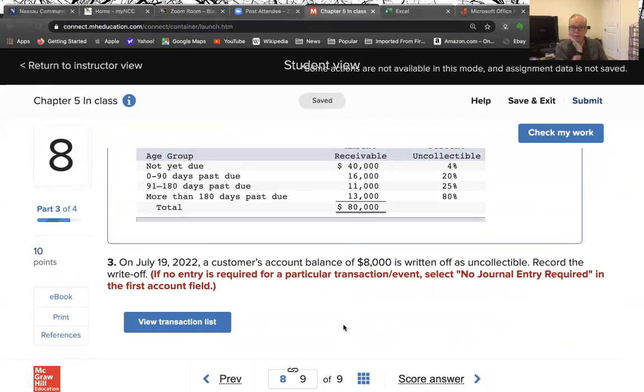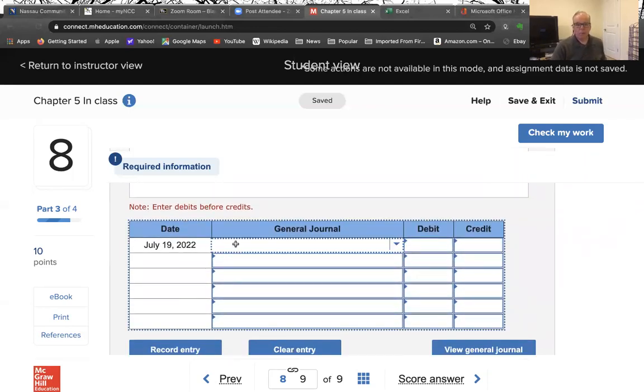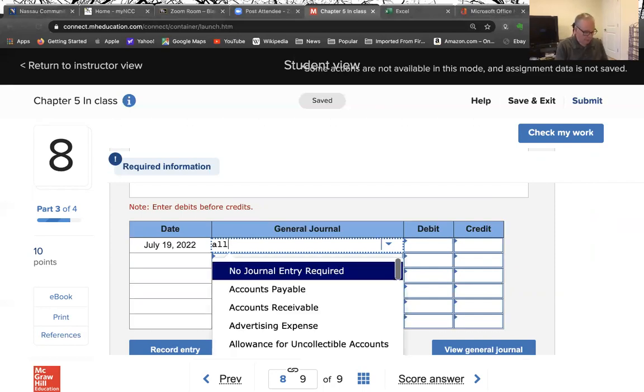On July 19th, 2022, a customer's account balance of $8,000 is written off as uncollectible. Record the write-off. Now remember the trick, I shouldn't say trick, but the trap. A lot of times, as soon as the student hears the word write-off, they say bad debt expense. But remember, bad debt expense is only December 31st. So it can't be bad debt expense. It's allowance.